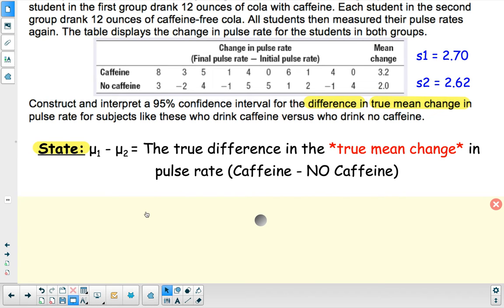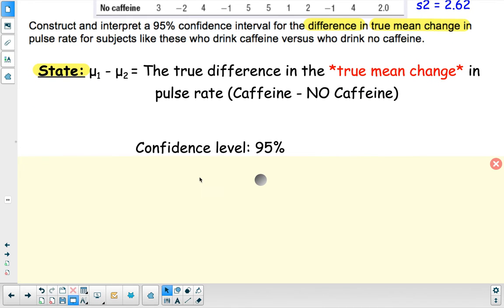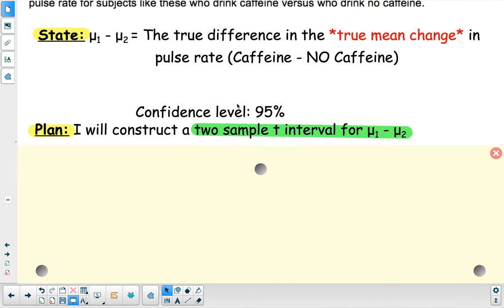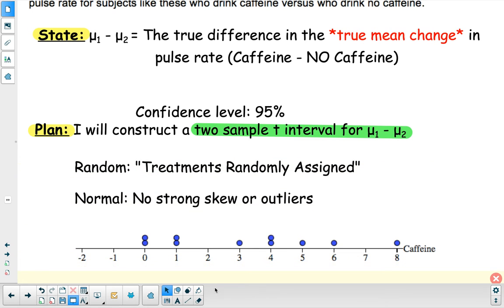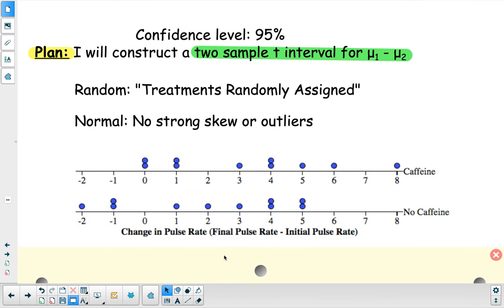So we define the parameter, and we need to say the confidence level, 95%. And then our plan, we will name the test. If you want to help remember that, we can use PANIC: parameter, assumptions, name, interval, conclusion. Level. Oh, that's not in there though. Name. Assumptions. So the random condition is met. The treatments were randomly assigned.